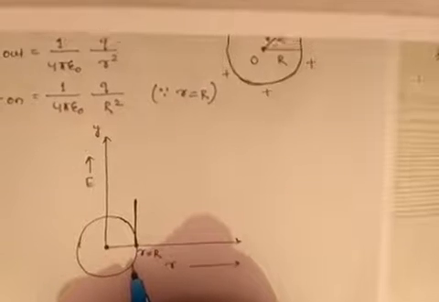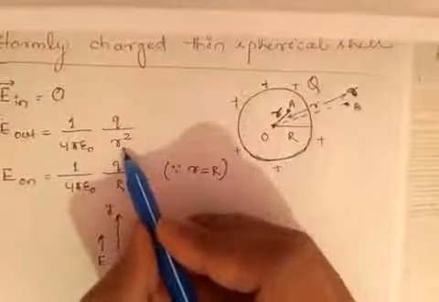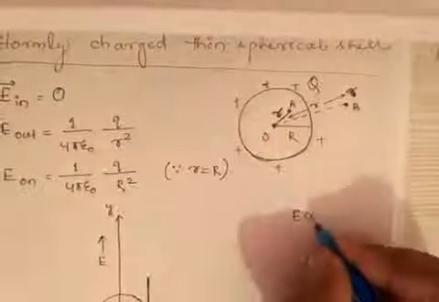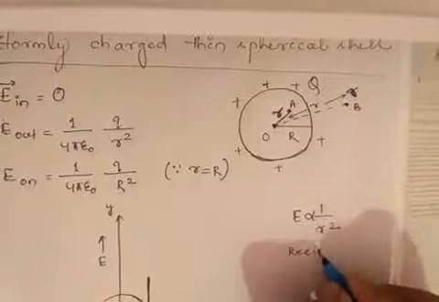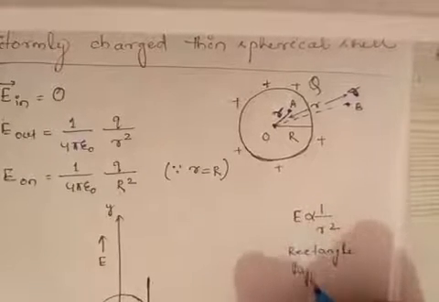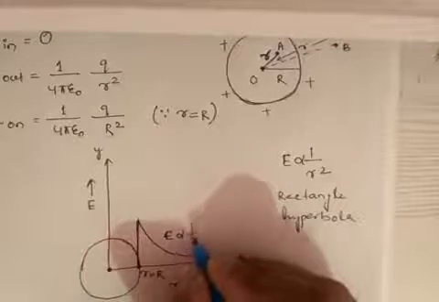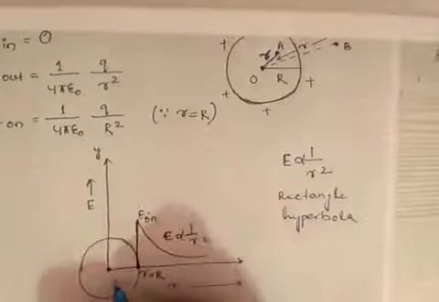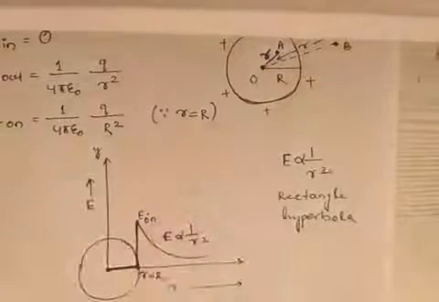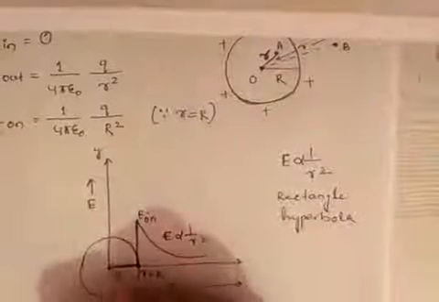Now for an outside point, it varies inversely with the square of the distance. That means for an outside point E is inversely proportional to r square, which corresponds to a rectangular hyperbola, correct? So the variation will be shown like this. This is for an outside point, this is for on the surface, and here it is for an inside point. That means the variation we can see as this.